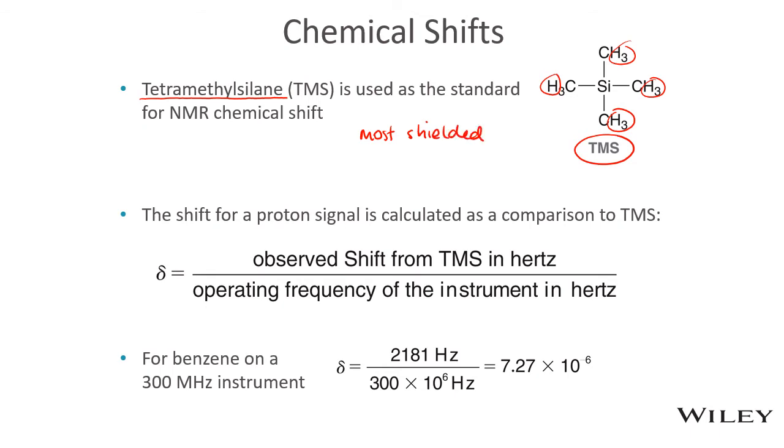So there's a lot of electron density surrounding all of these protons. That means every other organic molecule will have protons that are slightly less shielded than these. The way that the chemical shift is calculated for a set of protons is a machine will take the observed shift from TMS, measured in hertz. Then that's divided by the operating frequency of the instrument in hertz. Now this little delta sign indicates chemical shift.